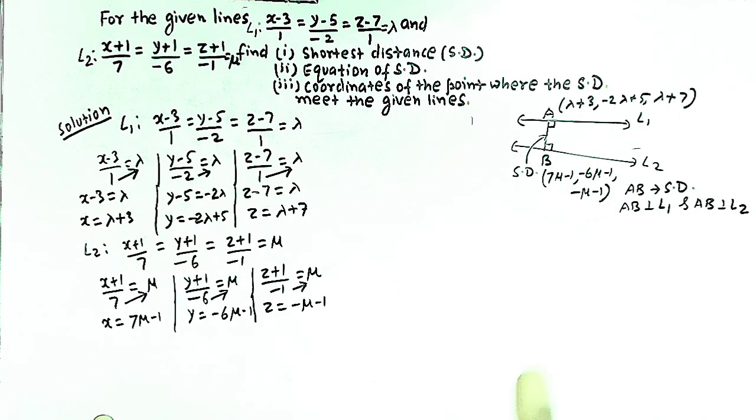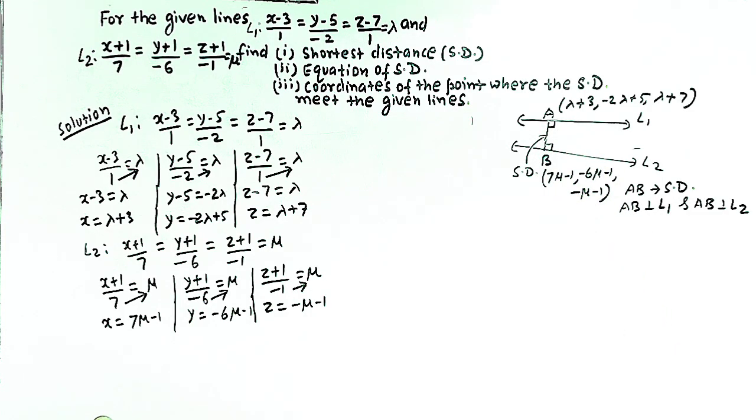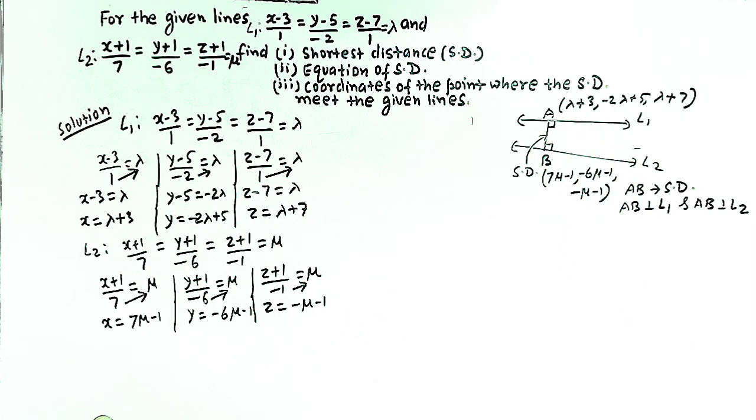So for some value of lambda and mu, we have the coordinates of the point A and point B, and once we know the values of lambda and mu, we can easily find out the coordinates of the point A and B, and then by making use of the distance formula, we can easily find out the distance AB, which is our shortest distance, right?